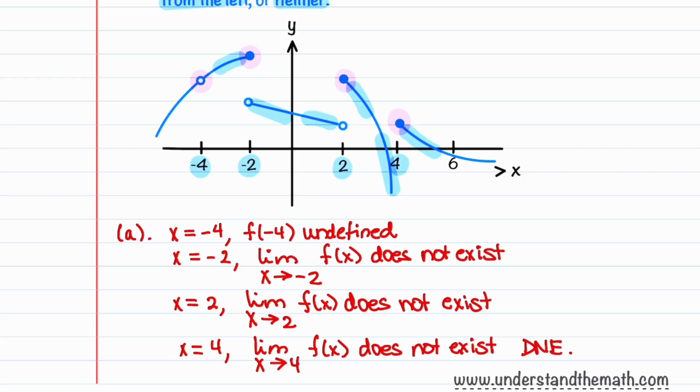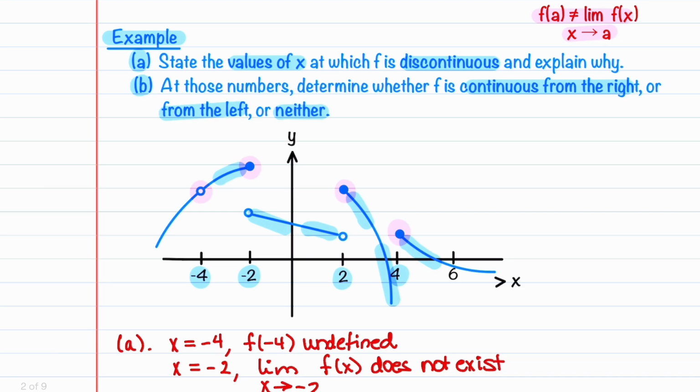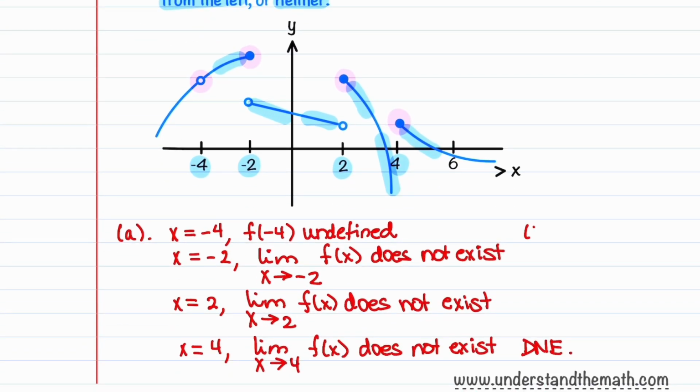Let's now go to part B. We'll pull this up so we can see. For part B, we wanted to know at these numbers, that's -4, -2, 2, and 4, if f is continuous from the right or from the left or neither. We'll see if we can squish B in right here. So at x is equal to -4, we need to look at our function. Because there is an open circle at that point and no closed circle, our function is not continuous from the left or from the right.